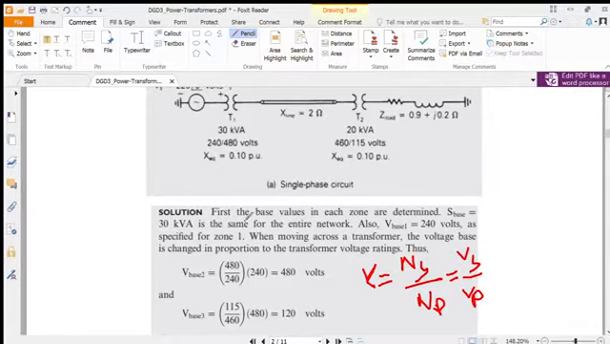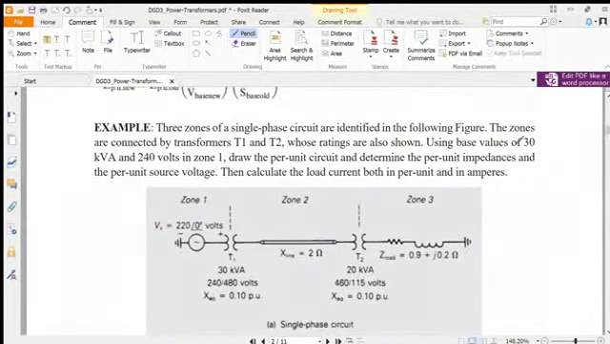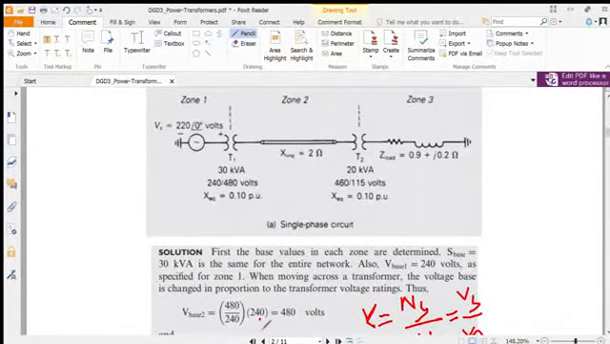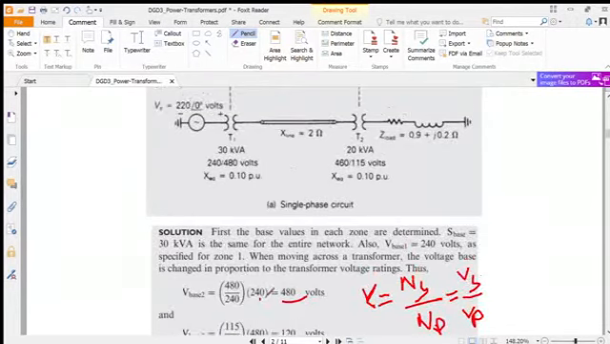So here is the transformation ratio, the secondary one is 480 and the primary is 240, and this 240 is the base value over here because in the question it is 240 volt in zone 1. So we have to express this base value, and it can be changed in proportion to the transformer voltage rating, as is clearly mentioned in the question. So here in zone 2 we got 480 volts, and similarly in zone 3, how can we do that?